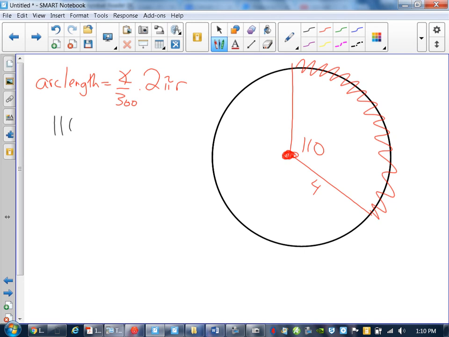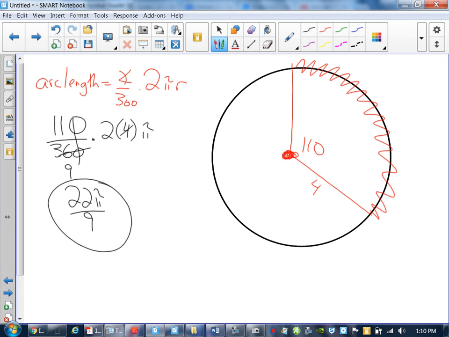central angle over 360 times 2 times 4 times pi. Well, that becomes 9. 11 times 2, you get 22 pi over 9. And that would be your final answer. No decimals, no nothing. Your calculators will do that for you. 110 fraction bar 360 times 2 times 4 times pi. And it will spit out 22 pi over 9, and you will smile because you should be right.